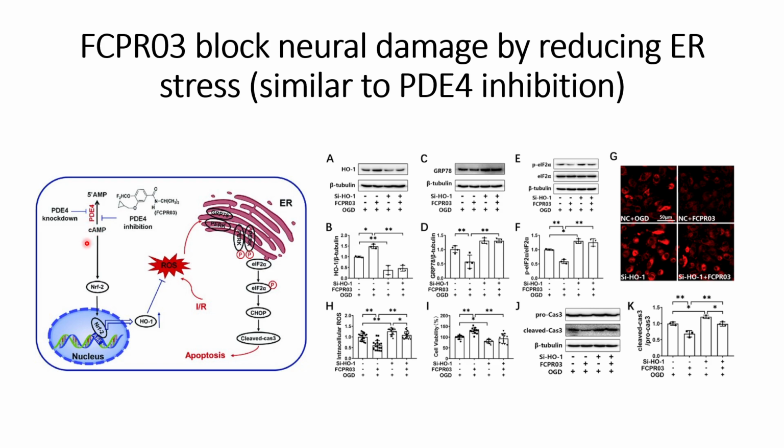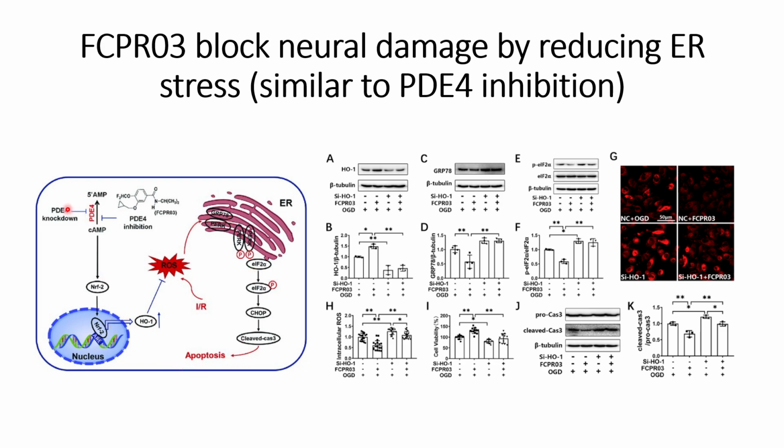With PDE4 inhibition, the cAMP formation will move towards NRF2 formation. cAMP helps the NRF2 to move into the nucleus, so that NRF2 will activate more formation of hemooxygenase 1, and that will neutralize the reactive oxygen species. And we know from the literature that the more reactive oxygen species, the more ER stress.